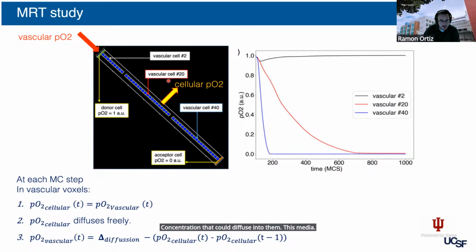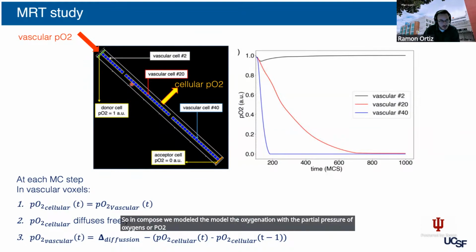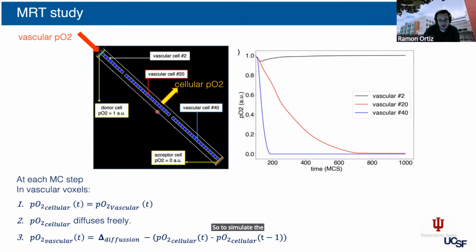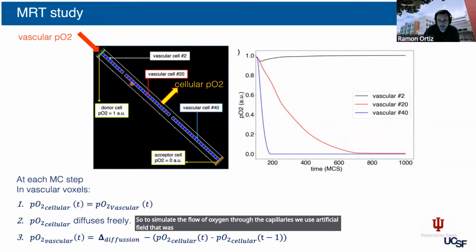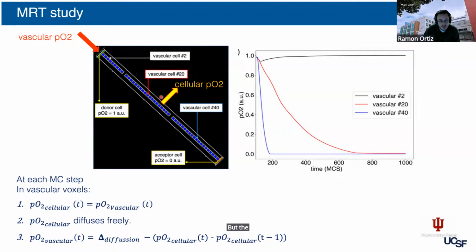So in Computational, we modeled the oxygenation with the partial pressure of oxygen, or PO2. Let's assume that this is a simplistic representation of a capillary just for demonstration purposes. To simulate the flow of oxygen through the capillaries, we used a diffusion field that was restricted to vascular cells, meaning that this field could only diffuse along the vasculature, but the diffusion coefficient in the rest of the lattice was zero. And we call this the vascular PO2 field.